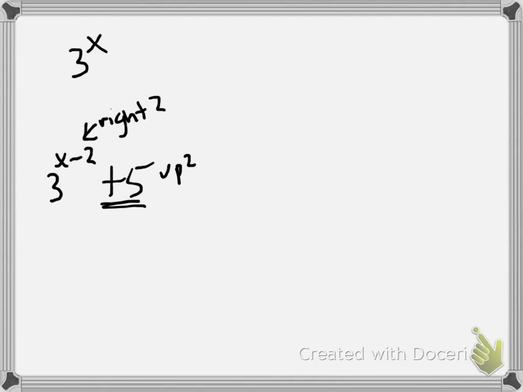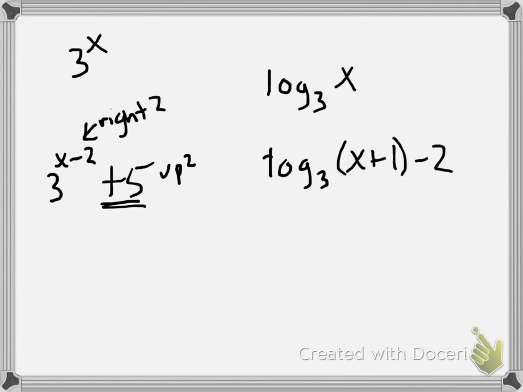And this same kind of thing works with your logs too. So let's say I had a log base 3 of x plus 1 minus 2 or something like that. Again, the one with the x is the one that goes left or right. It's just opposite of what you would think. This one actually goes to the left 1. And anything behind it means you're going to go up or down. So this means I got to go down 2.